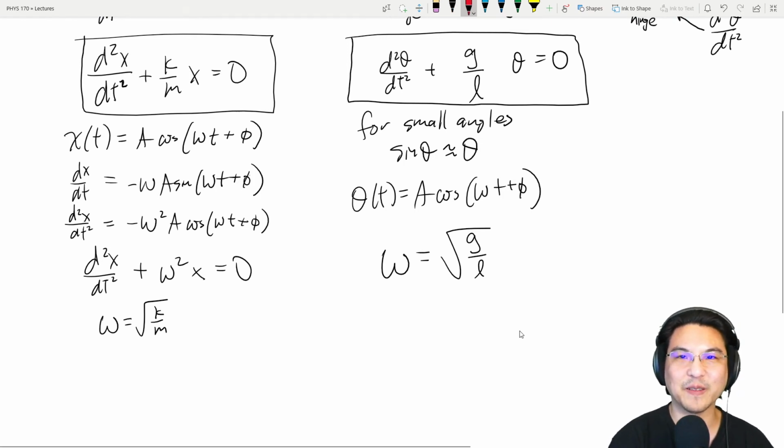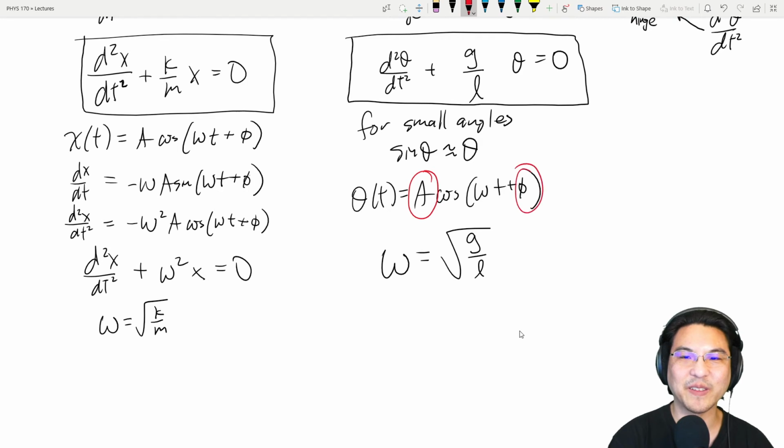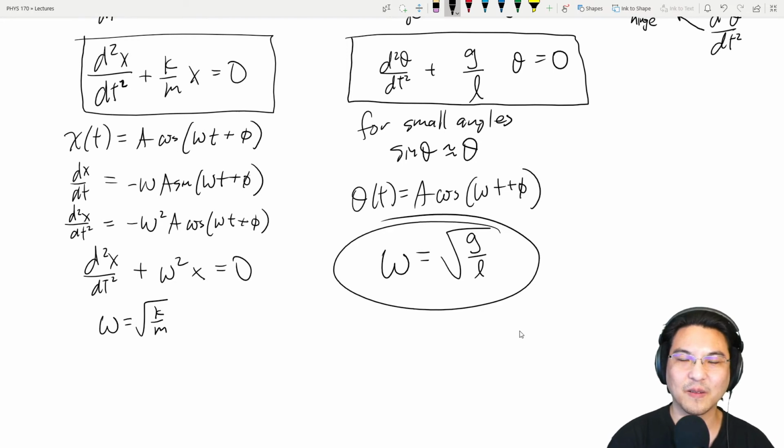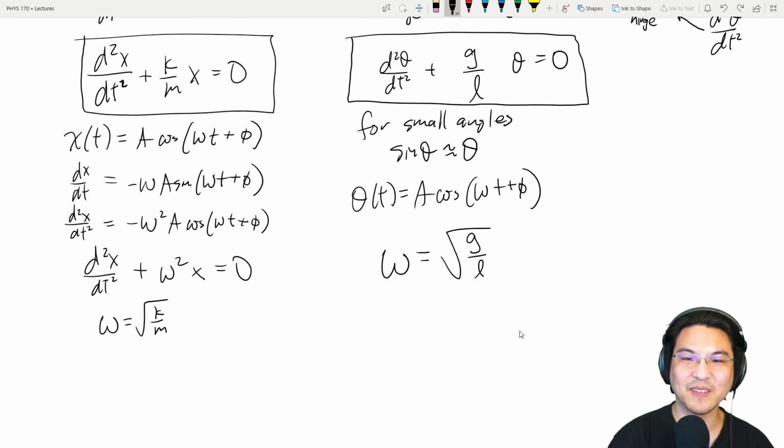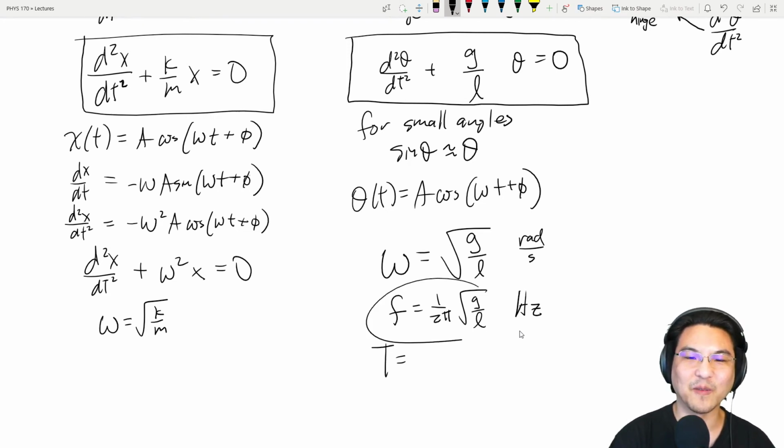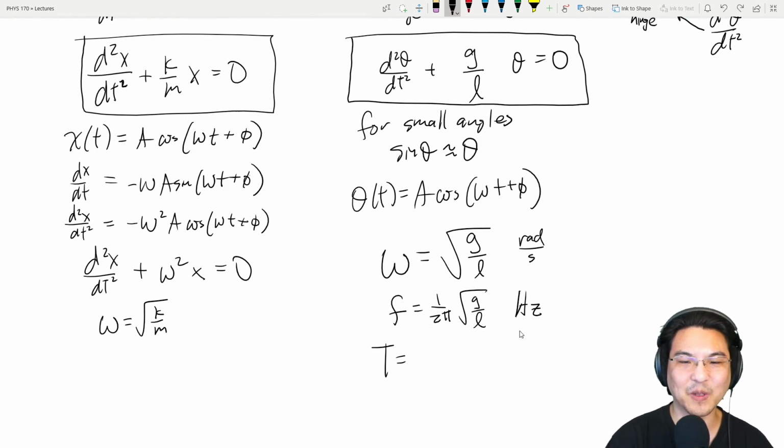And then how do you find the amplitude and the phase angle? You need to use initial conditions. And what is the frequency? This is angular frequency in radians per second. What is frequency? 1 over 2 pi omega. So like this, that would be in hertz. What is the period? The reciprocal of the frequency. So just take the reciprocal of this.